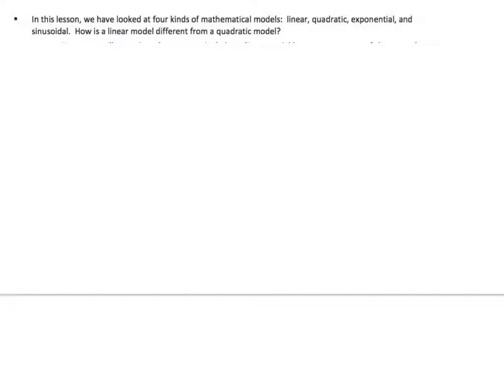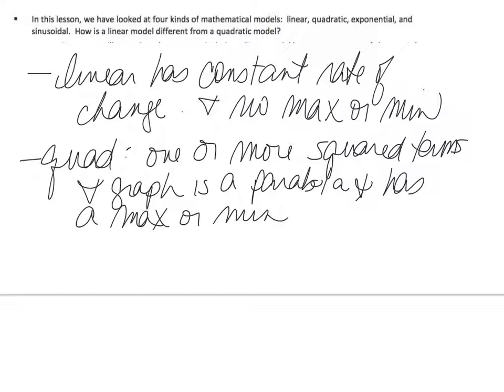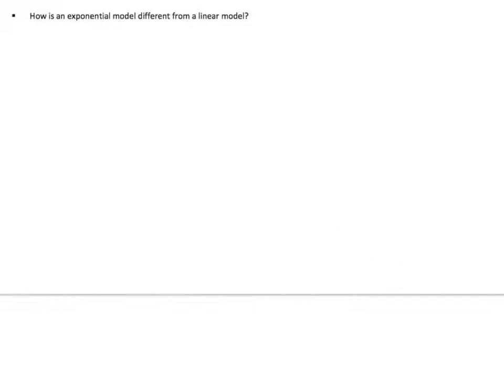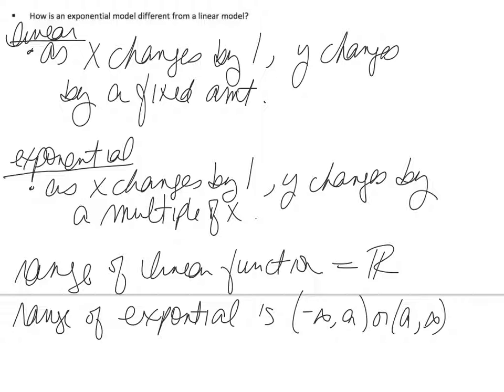So just a little review. Okay, go ahead and read through. Moving on. Trying to speed this up, sorry. How is a quadratic model different from an exponential model? So quadratics have maxes or mins, exponentials are unbounded. A quantity increasing exponentially eventually exceeds a quantity increasing quadratically. How is exponential model different from a linear model? All right, there you go. Push pause and read through it.